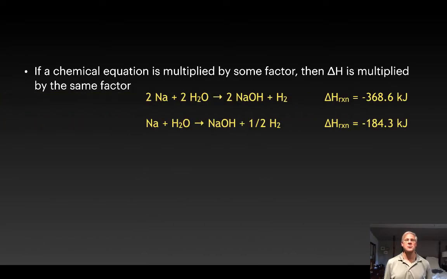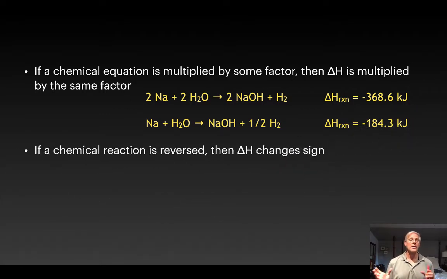So let's look at this example here. In the first reaction, we have the reaction of sodium into water. It is exothermic. And when we have 2 Na, 2 H2O, giving us 2 NaOH and an H2 gas, we get a delta H of negative 368.6 kilojoules. Now, if I cut all of that in half to where I have just 1 Na, 1 H2O, 1 sodium hydroxide, and half an H2, then I just have to cut my delta H in half as well, so that would become negative 184.3 kilojoules.